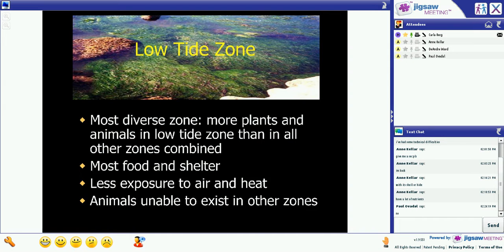The next tidal zone is our low tide zone. Our low tide zone is our most diverse zone. There are more plants and animals in the low tide zone than in all the other zones combined. This zone also has the most food and shelter. There is less exposure to air and heat. And the animals in this tide zone, some of them, are unable to exist in other tide zones.